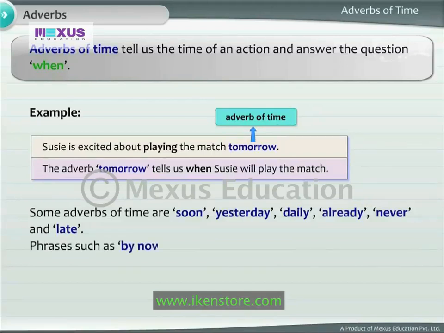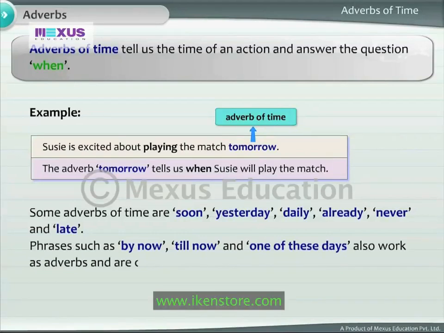Phrases such as by now, till now, and one of these days also work as adverbs and are called adverb phrases of time.